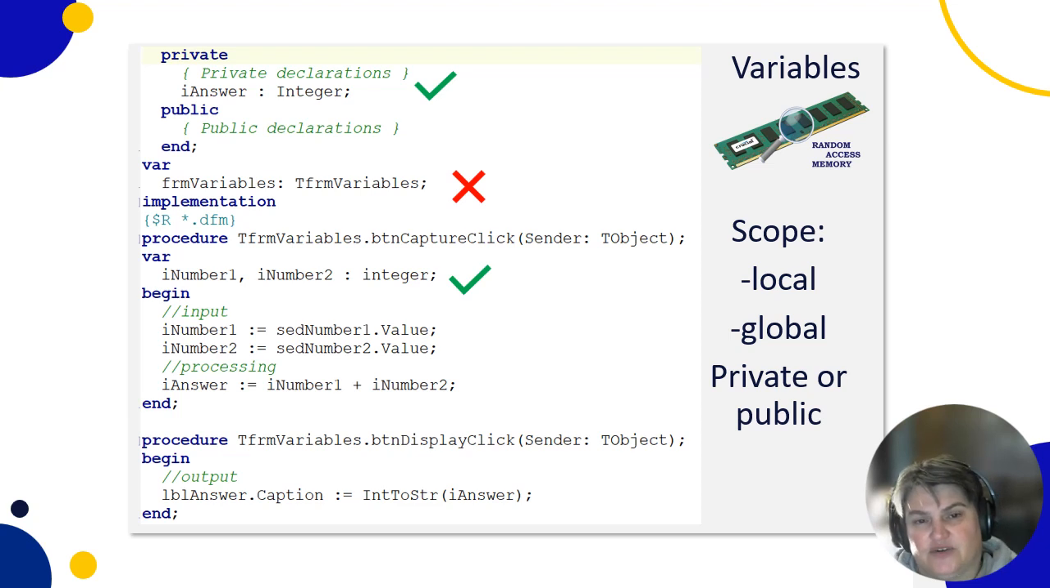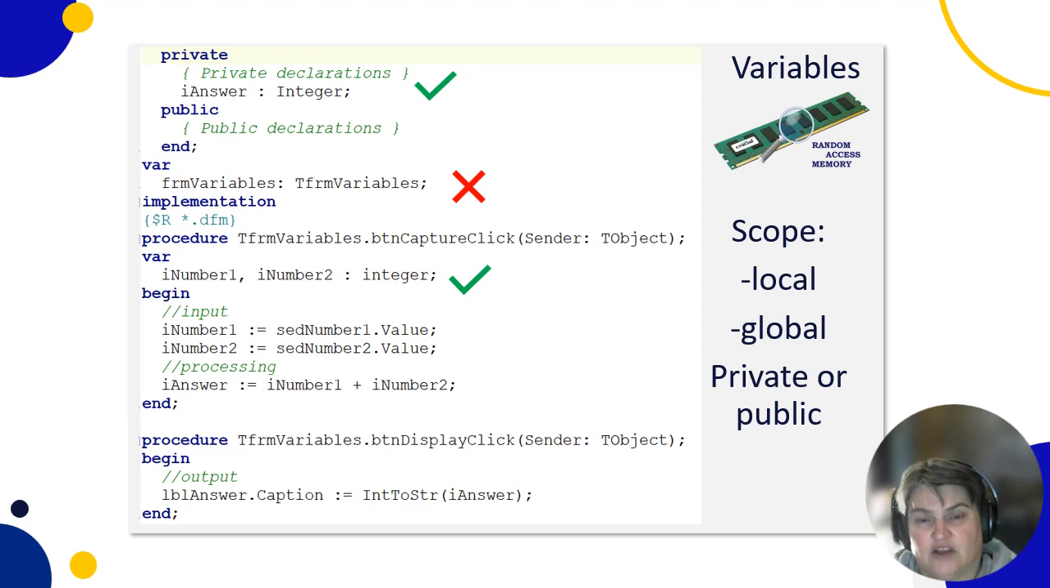But we never declare our global variables there because if I declare a variable there, I haven't set its scope, right? Bad memory management, okay? So set the scope of your variable. If it's private, it means that variable is only available to this unit. If I declare the variable under public, then this value would be available to other units as well, okay?